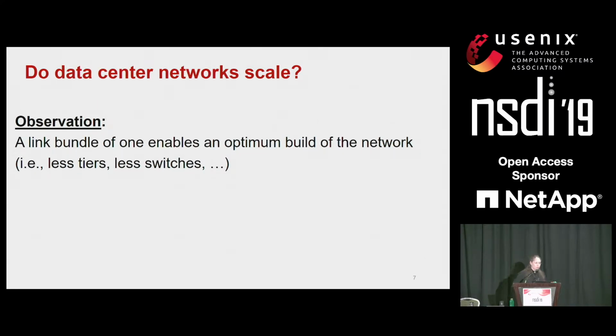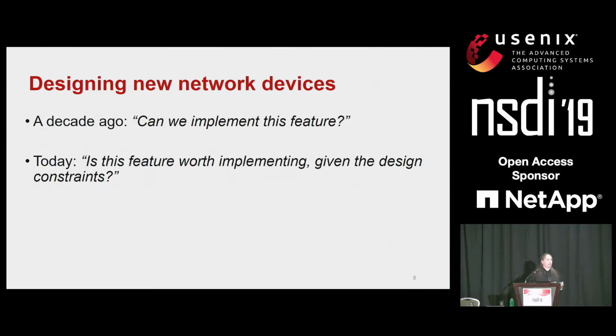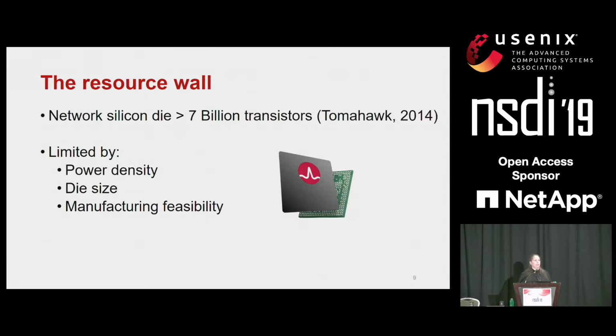Now let's go back to the network switch silicon. A decade ago, if I wanted to design a new switch, I'd think, that's a good idea, maybe I should implement this feature, how do I implement it? Today I might be saying, well, that's a cool feature, but is it worth implementing given all the design constraints? And network switch silicon today has many billions of transistors inside. So 5 years ago, there was the Tomahawk device with over 7 billion transistors. To give you a base for comparison, the Xeon E5 v3 from around the same time had only 5.56 billion transistors. So that's a lot. And the switch silicon is limited by power density, by the size of the die, and by manufacturing feasibility. You don't want to manufacture a device that has a yield of 1%.